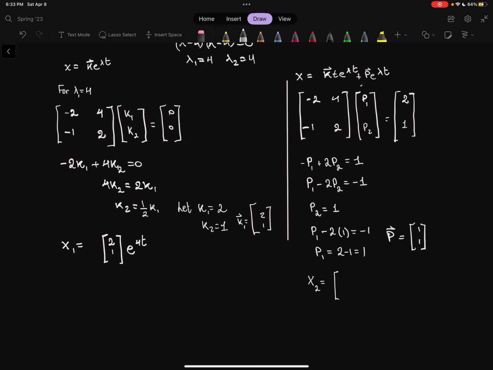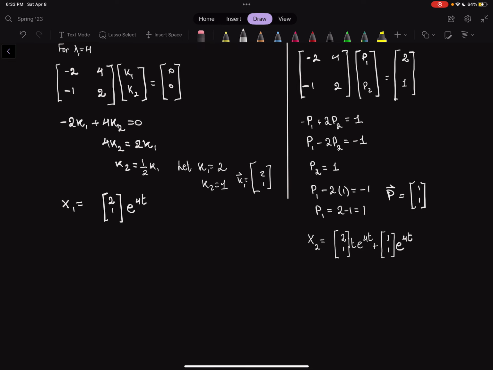So it's going to be k, which is 2, 1, multiplied by e to the 4t. Well, you're already forgetting something. We're forgetting the t here. T, e to the 4t. And then we have a plus. And again, we have a 1, 1 here. And then we multiply that by e to the 4 times t. And that's our second solution.